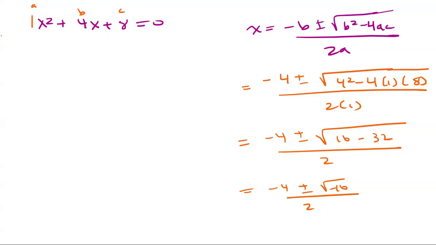Well, what is the square root of negative 16? That's just going to give us 4i, right? So this is going to be, let me write over here, negative 4 plus or minus 4i divided by 2.